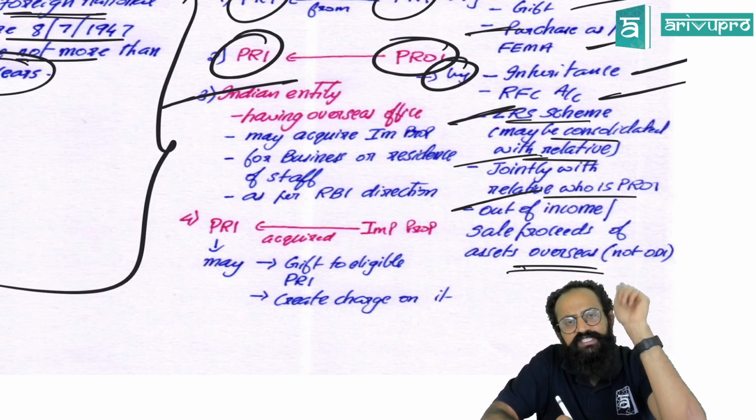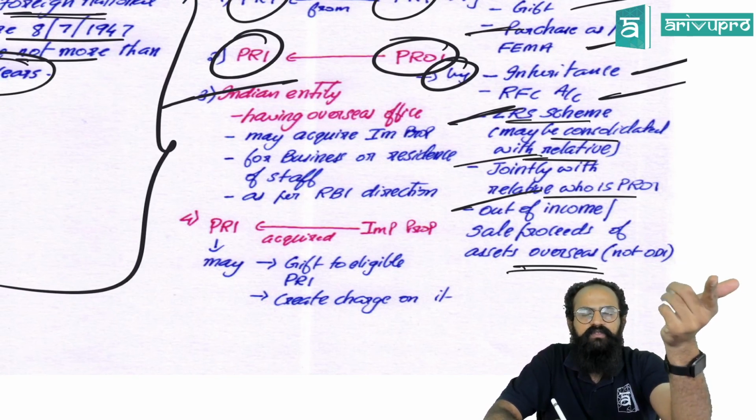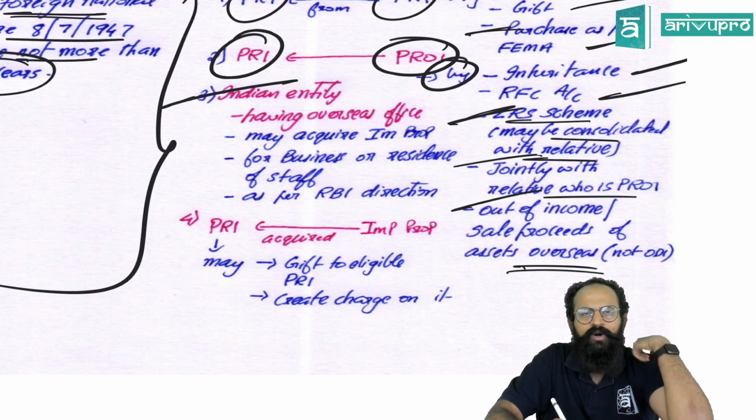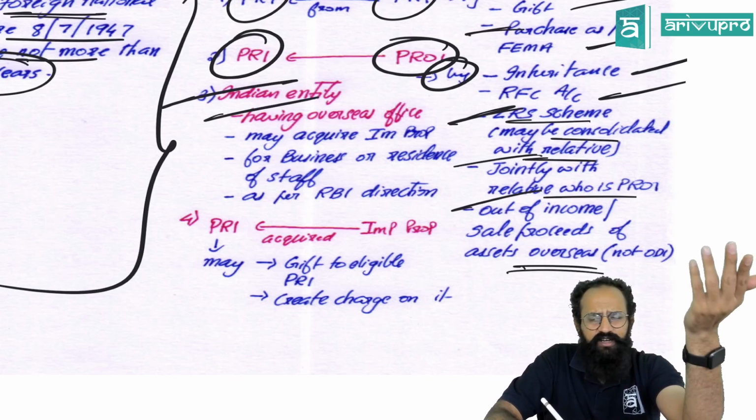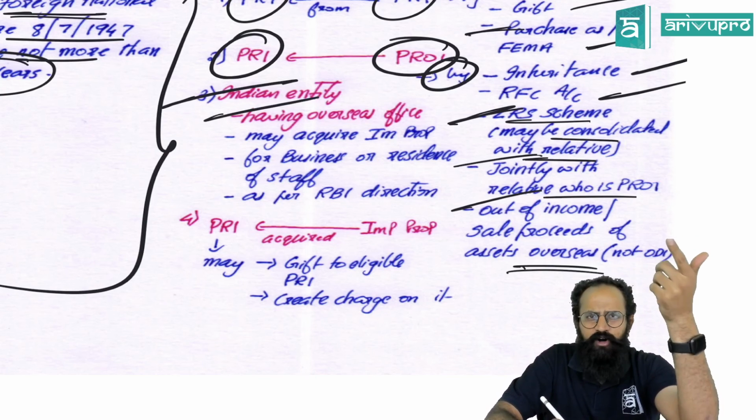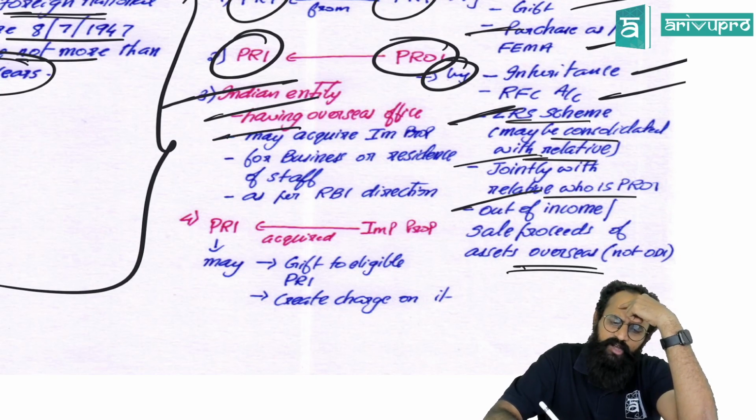Third one, sir, Indian entity. Sir, can I invest in immobile property? Yes, people. Sir, why will an Indian entity invest in overseas property? Say for example, Infosys. They have an office in New York. They may acquire immobile property. You can buy immobile property.